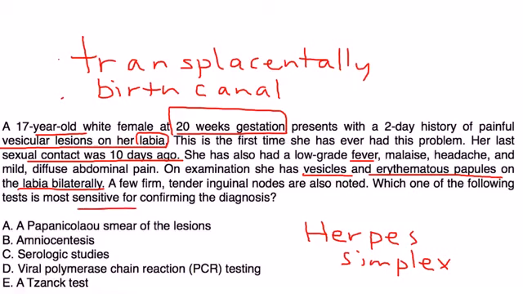The most sensitive of the tests is PCR. It has 95% sensitivity. Zank test is also used, but it has low sensitivity. So the correct answer for this question is D.